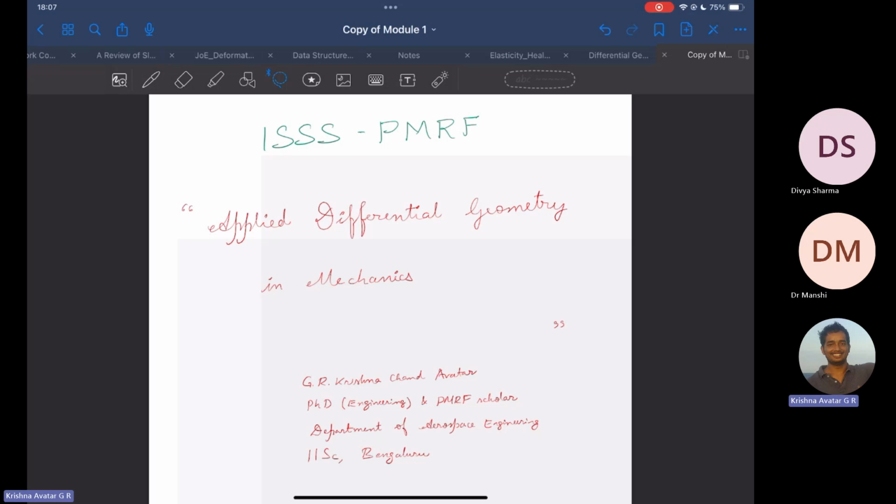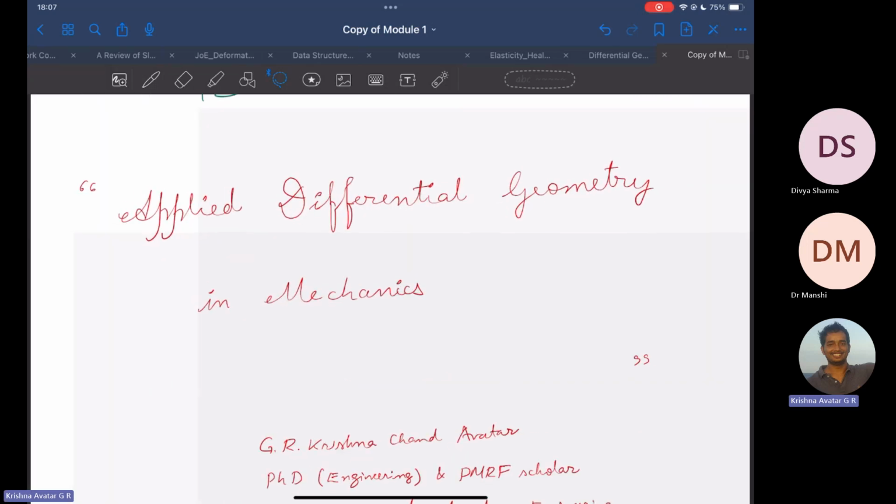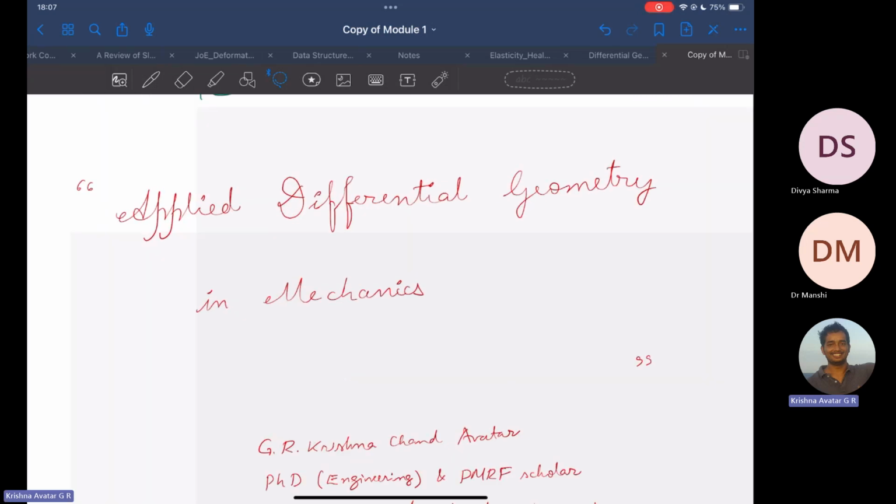So I'm offering this course as a sequel to a previous course on Introduction to Differential Geometry. I had wanted to extend the ideas that we had discussed in the previous lecture series to applications in mechanics, particularly solid mechanics, which is where we are going to focus on.